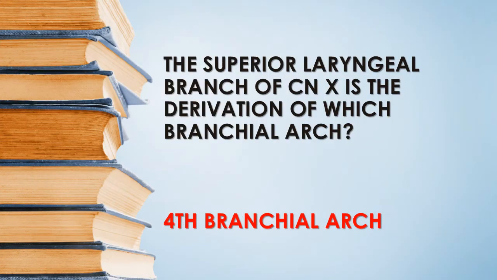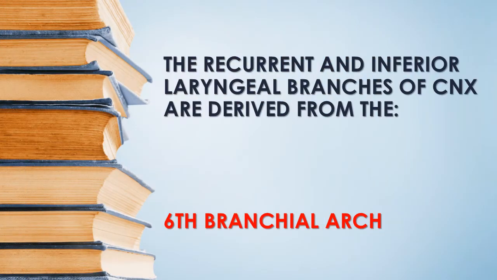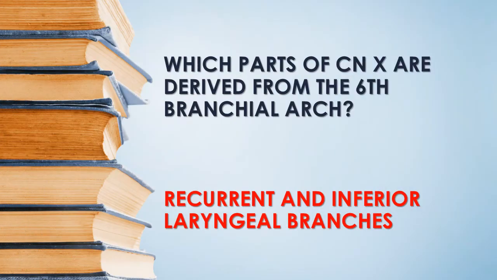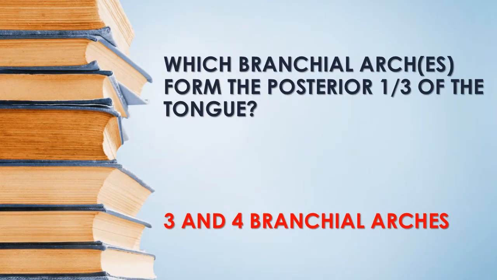The superior laryngeal branch of CNX is the derivation of which bronchial arch? 4th bronchial arch. The recurrent and inferior laryngeal branches of CNX are derived from the 6th bronchial arch. Which parts of CNX are derived from the 6th bronchial arch? Recurrent and inferior laryngeal branches. Which bronchial arches form the posterior 1/3 of the tongue? 3rd and 4th bronchial arches.